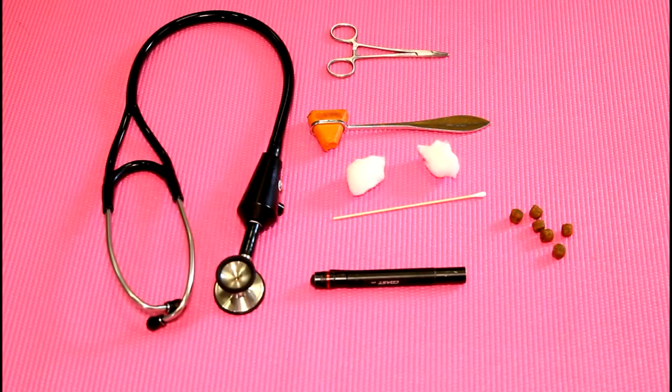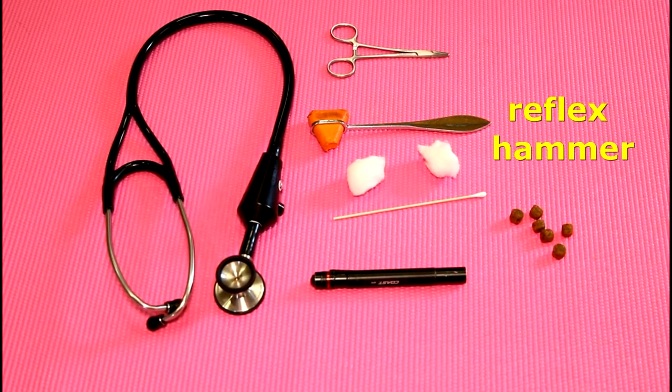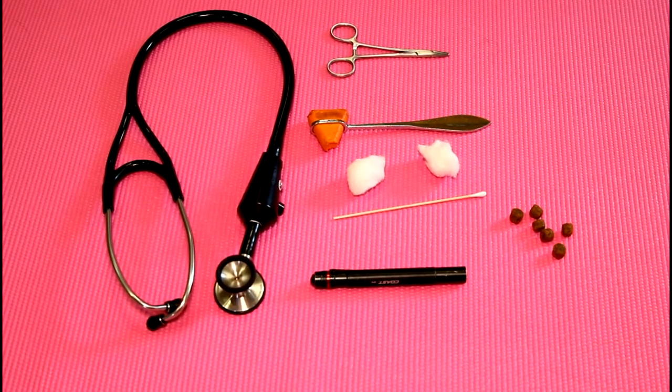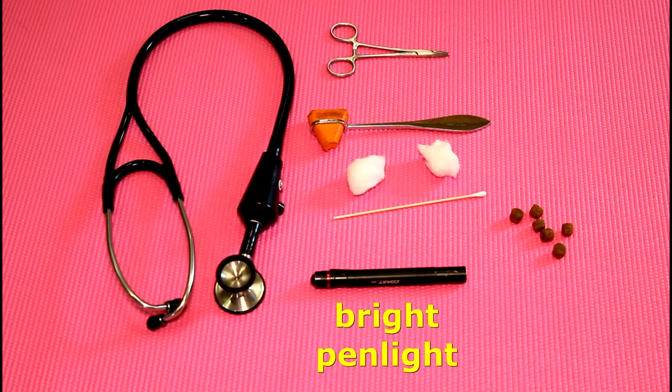The tools you need to complete the neurological exam include the following: a stethoscope, forceps, a pleximeter or reflex hammer, cotton balls, Q-tip, treats, and a pen light.